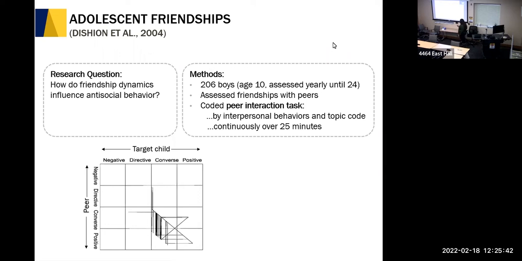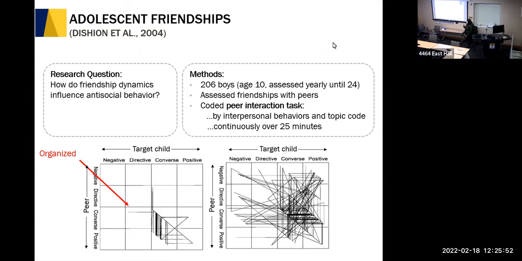We would call this a really organized conversation. A positive interaction by one child is likely to be followed by a positive interaction by their peer. Now look at the second dyad. It looks really different. That's because they have the same density of interactions. They're both coded over the same amount of time, but this dyad is much more disorganized.